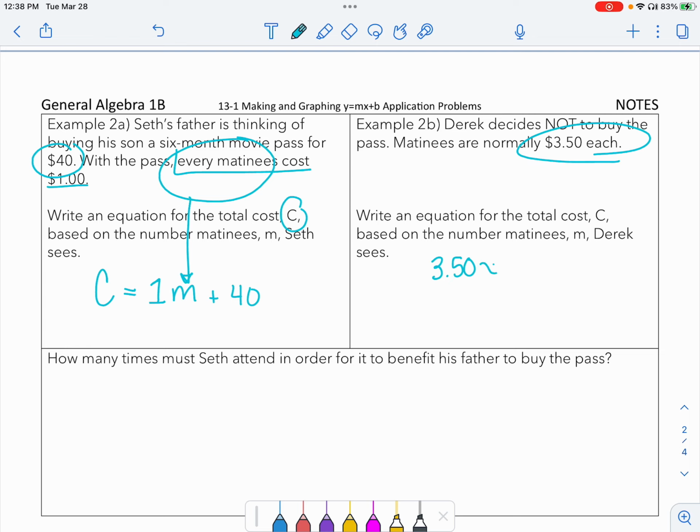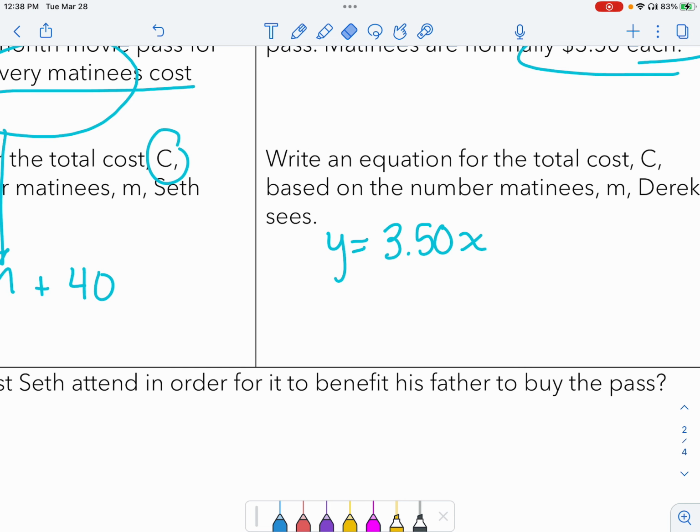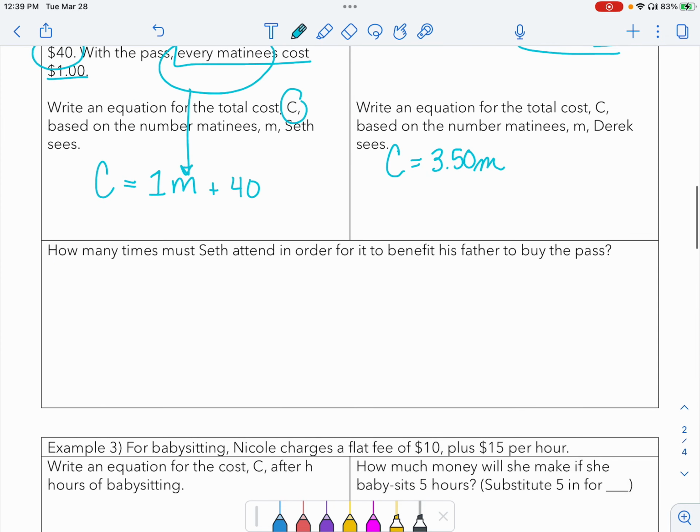Now we're used to doing y equals mx plus b. So if we do y equals mx plus b, the question is, what in the world is the beginning value? Well, the beginning value is how much he pays initially. And that's going to be a big 0 because he's not buying a pass. So because it's 0, we don't need that. Let's change out our variables. Remember, y gets replaced with c because they want the total cost, and x gets replaced with m because m is the number of matinees.